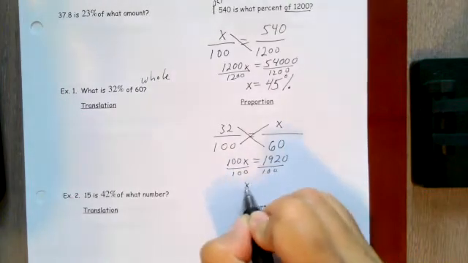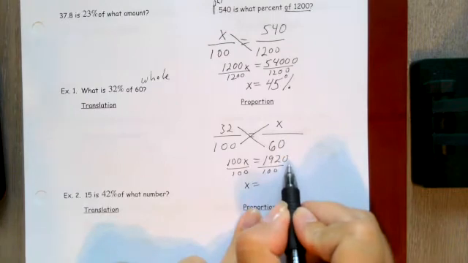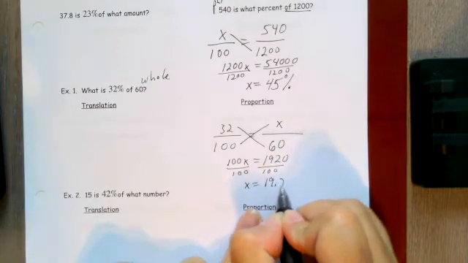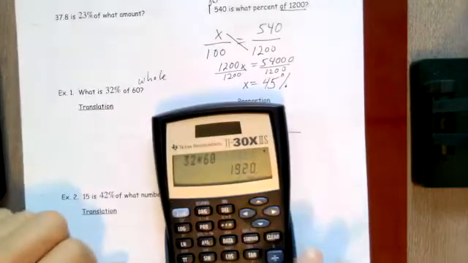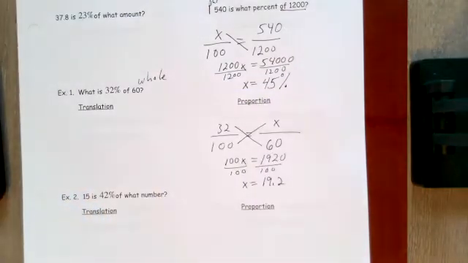Divide both sides by what is next to my variable. I'm dividing by 100, so my decimal place will move 1, 2. 19.2. See how that works? Divided by 100. Bam. So 19.2 is 32% of 60.